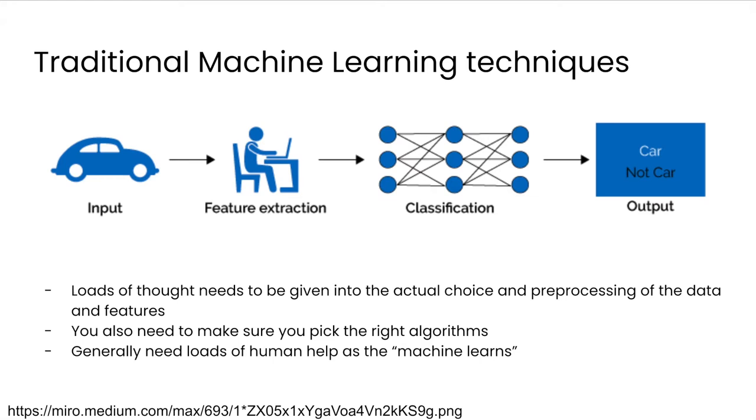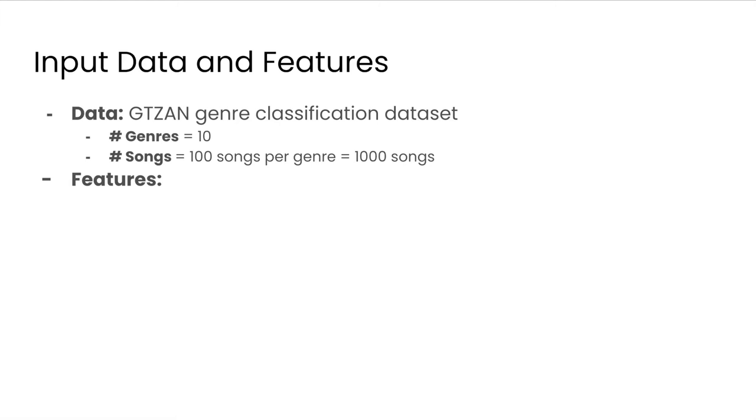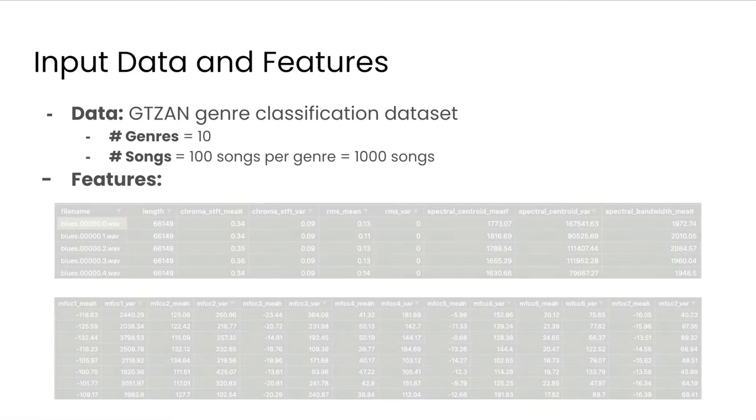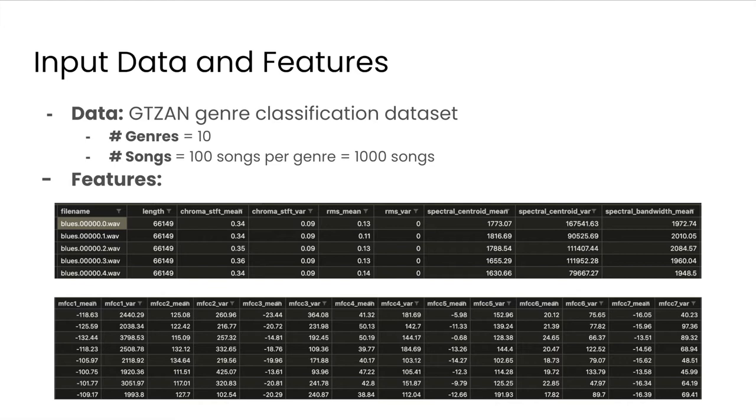So we're going to be using the GTZAN genre classification dataset, which has 10 genres, and there are 100 songs associated per genre. So there's a total of 1,000 songs. The dataset also came with predetermined features, which are known to be good for this kind of classification. There's a little bit of a caveat there, I'll explain it later. But some of these are the chroma STFT, the mean and the variance of the same thing, the RMS, the spectral centroid, the MFCCs, and we will learn about these at a high level next.